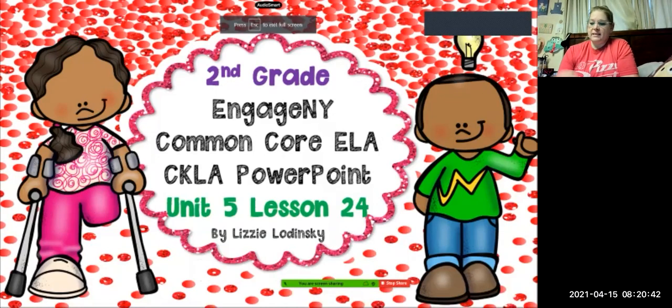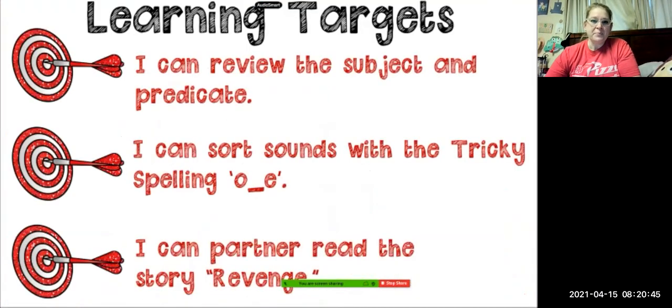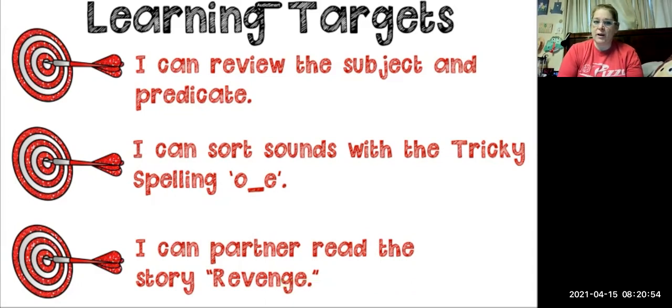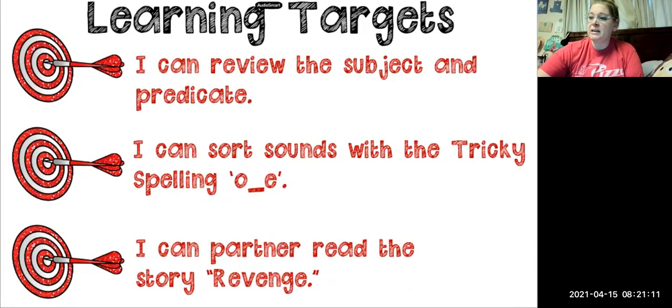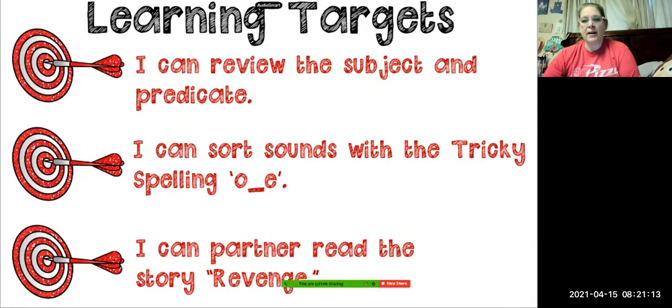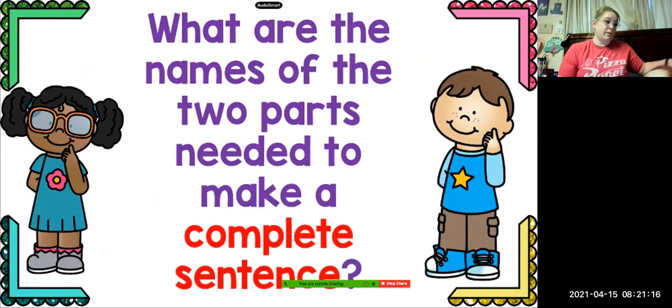Okay, so we are on lesson 24. And we do not have any of the manipulating phonemes or the mix-it-ups this time. We're just going to jump straight into our lesson. So our learning targets for today are: I can review the subject and predicate. I can sort sounds with the tricky spelling O consonant E. And we can read the story Revenge. I mean, we can't partner read because we're not together, but if you have someone at home that you can partner read with, you could do that.